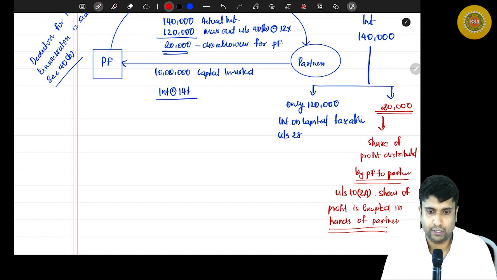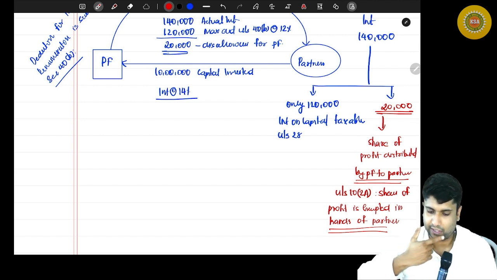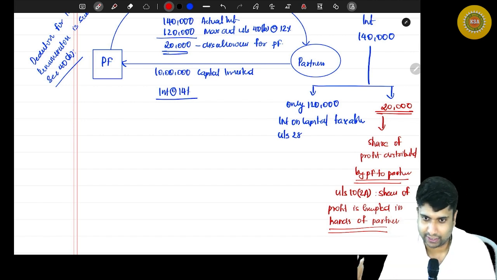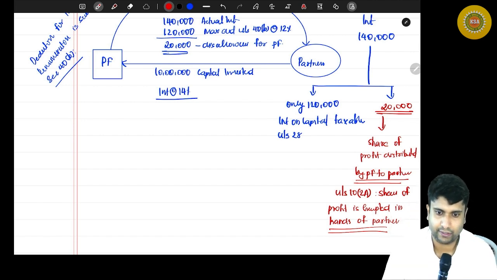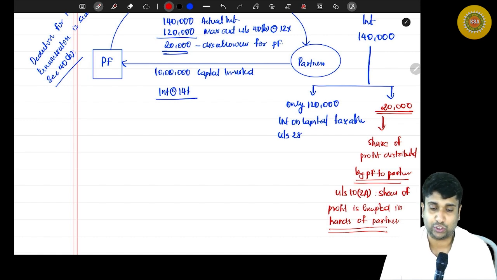Moving on. Interest on partner's hand. That's what I've written. Interest in partner's hand, 1,20,000. The rest 20,000 shall be exempted.